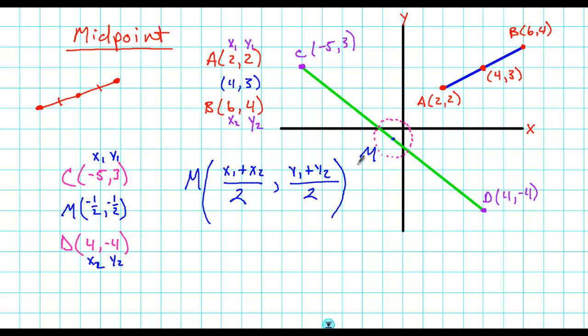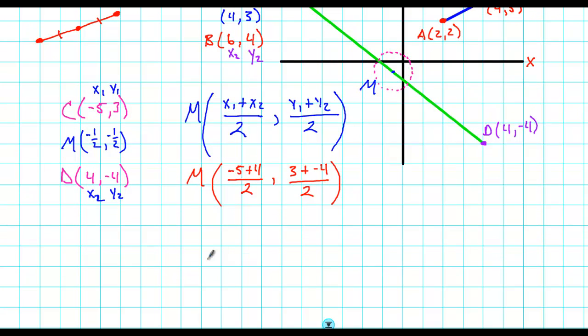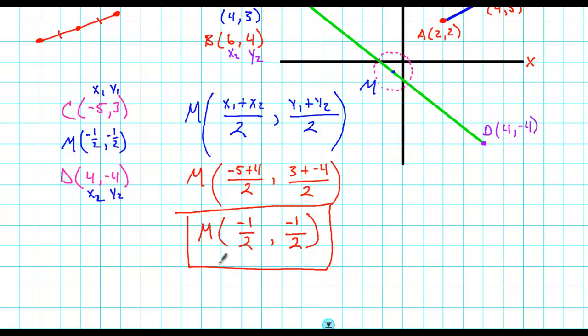So we just take our points, and I'm going to go ahead and use C and D and just double check, verify this formula works. So our midpoint is negative 5 plus 4 divided by 2, and then it's 3 plus negative 4 divided by 2. Okay, so scroll down a little bit. Negative 5 plus 4 is negative 1 divided by 2. 3 plus negative 4 is also negative 1 divided by 2. There is our midpoint. So that's what we're going to be doing in class.